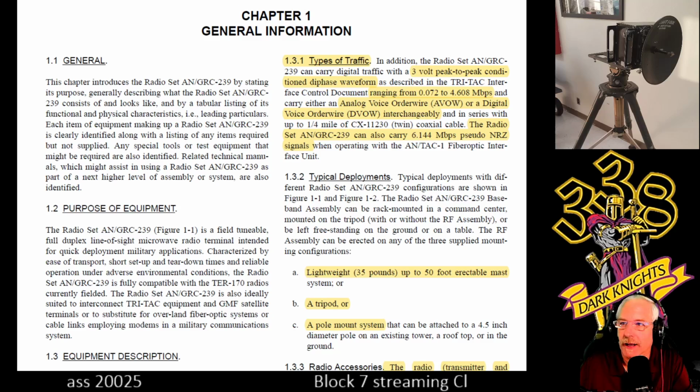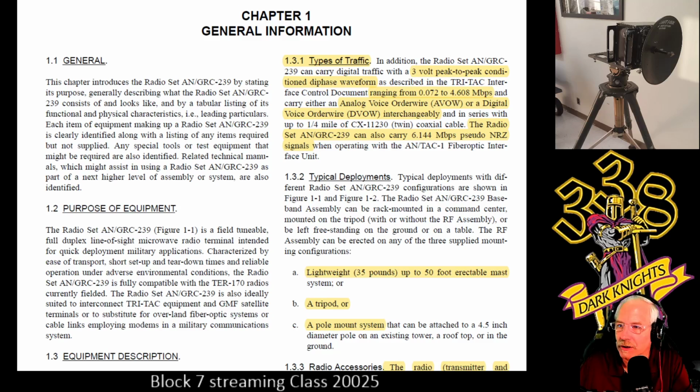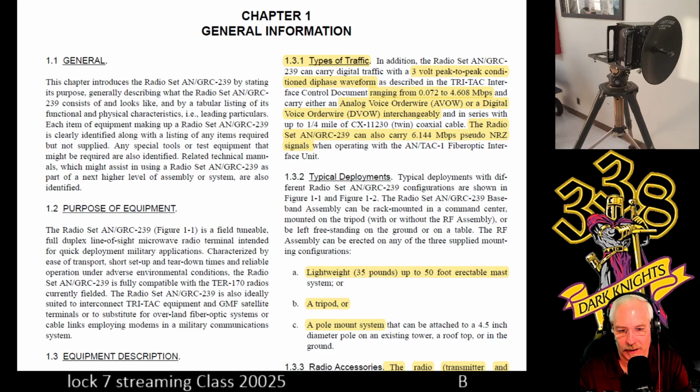Now you'll notice that underneath of the CDI, it talks about 0.072 to 4.608 megabits per second. You can also see that it has analog or digital order wire. Order wire is considered our channel, as in it doesn't degrade the mission traffic.